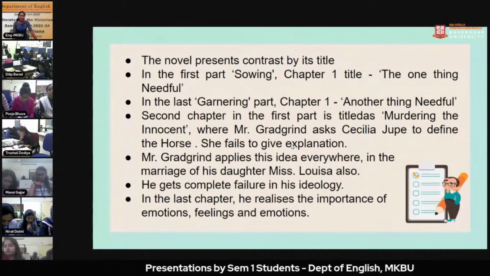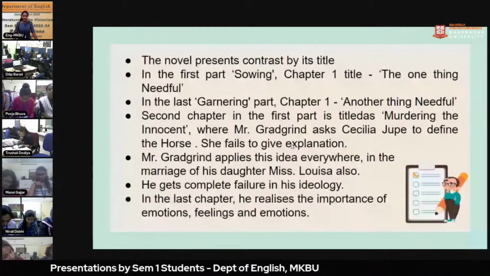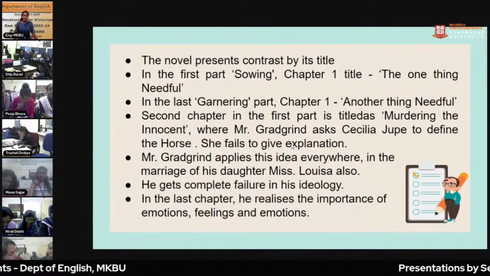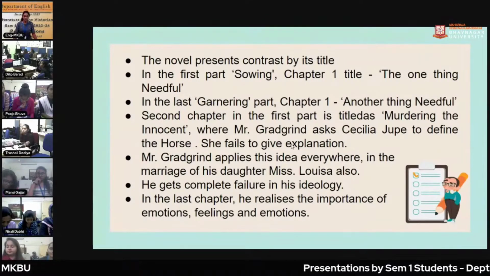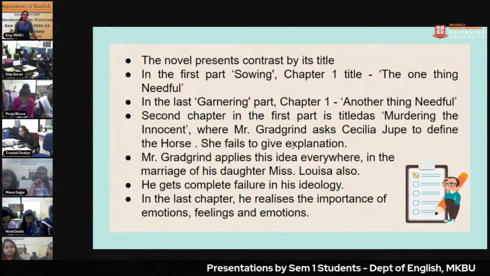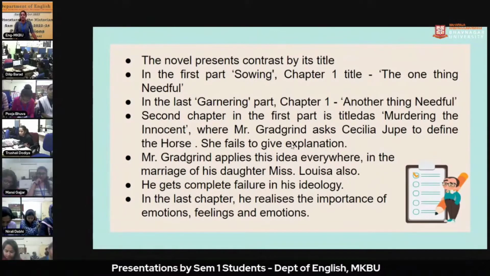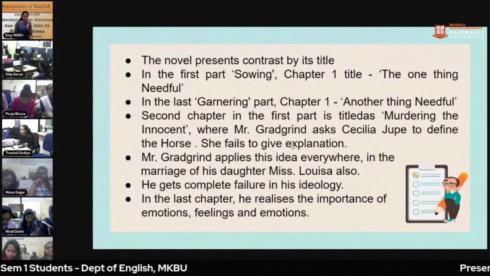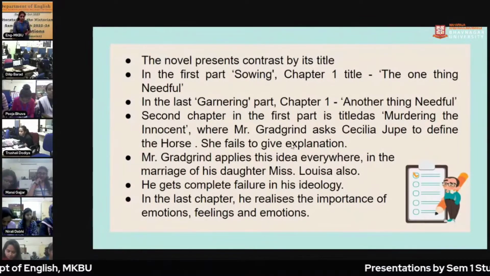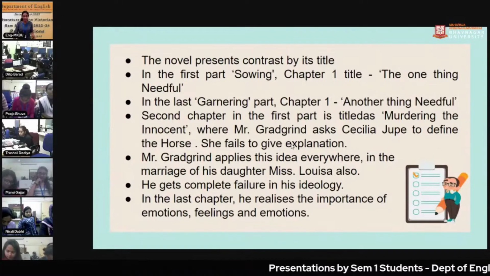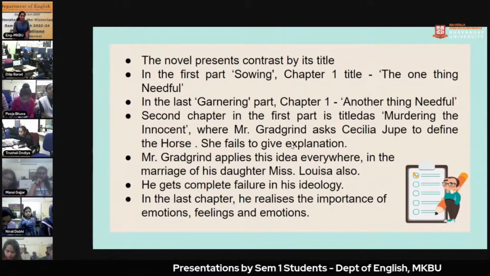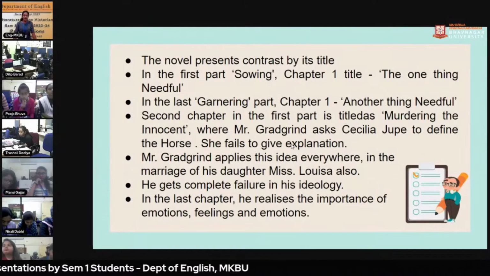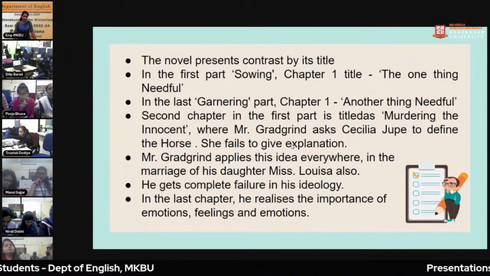Mr. Gradgrind then applies this idea everywhere, including in the marriage of his daughter Miss Louisa. While conversing with Louisa, Mr. Gradgrind tells her to be logical. Think about logic: Mr. Bounderby is rich, and if you marry him, he will give a job to your brother Tom. So there he applies facts rather than fancy and logic.